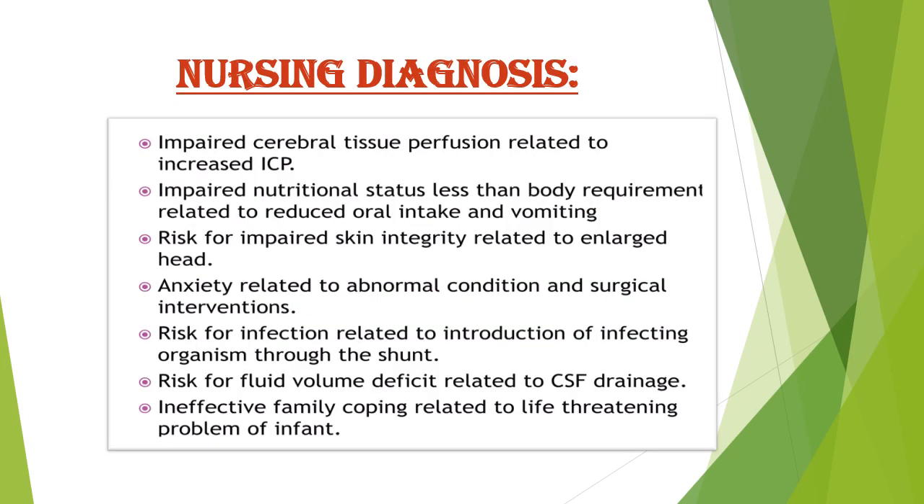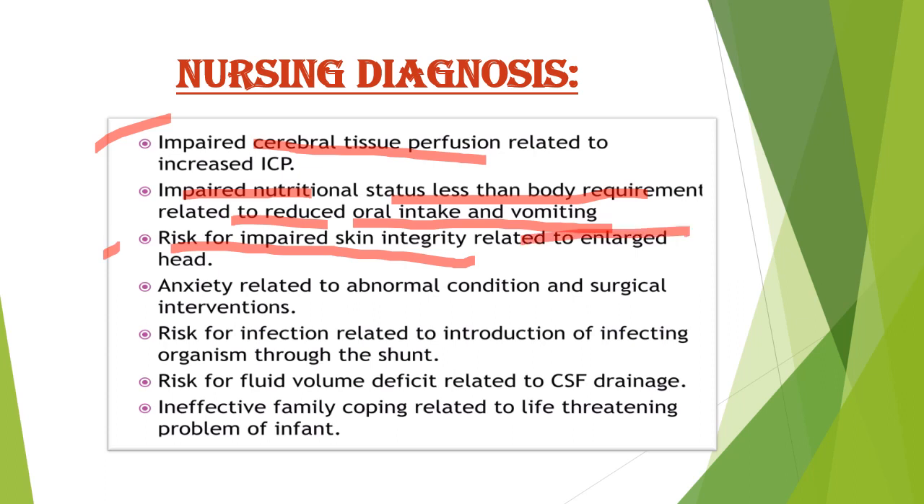Then move to the nursing diagnosis. The foremost one is impaired cerebral tissue perfusion related to increased ICP. Next one, imbalanced nutrition less than body requirement related to reduced oral intake and vomiting. Next one, risk for impaired skin integrity, it is important, related to larger head. Then anxiety related to abnormal condition and surgical intervention. Then risk for infection related to introduction of infecting organisms through the shunt.